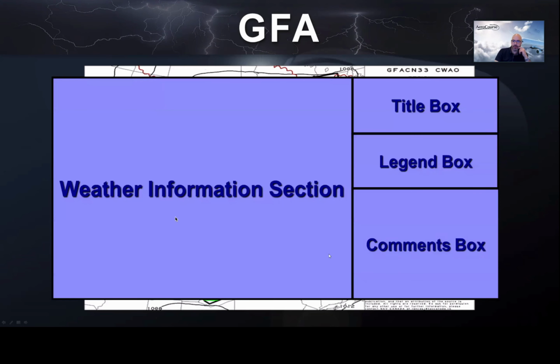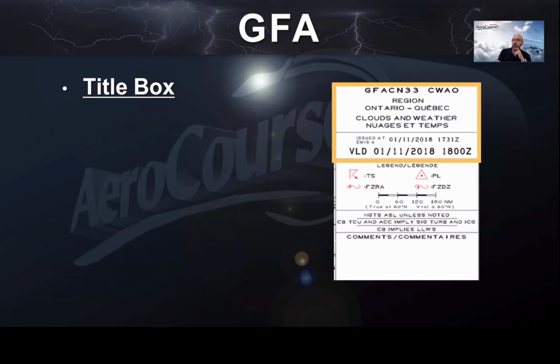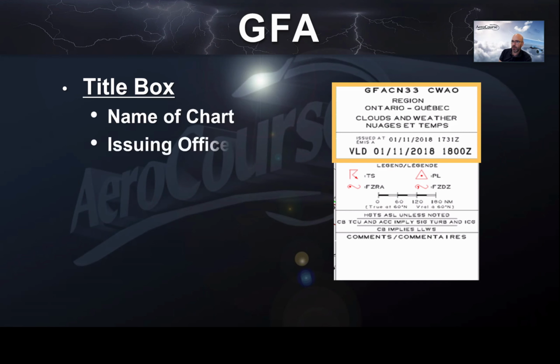Why is that important? Well, in the top right corner of a GFA is the title box. And you might actually just be given the title box, as silly as that sounds. So they'll give you just the top part here. And they'll ask you, is this the first, the second, or the third clouds and weather chart?